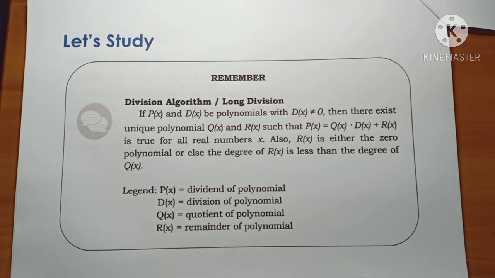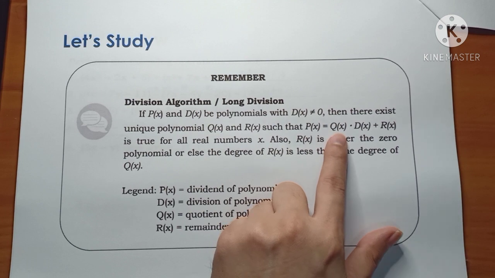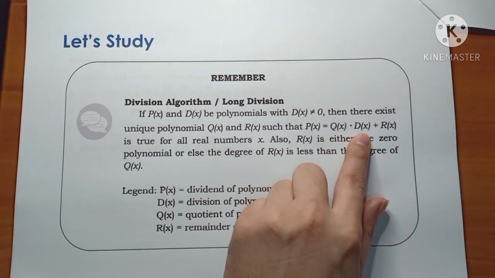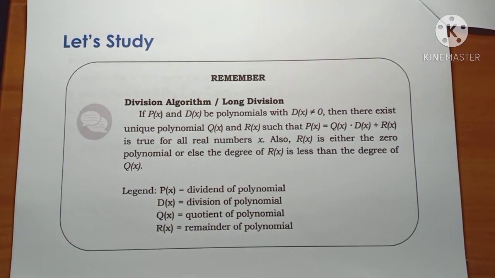If p of x and d of x are polynomials with d of x not equal to 0, then there exist unique polynomials q of x and r of x such that p of x equals the quotient times the divisor d of x plus the remainder, which is true for all real numbers x. Also, r of x is either the zero polynomial or else the degree of r of x is less than the degree of d of x.